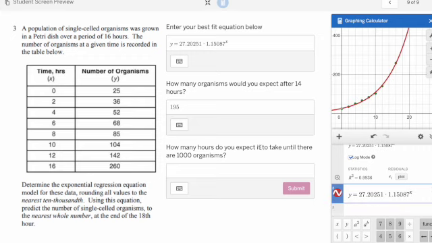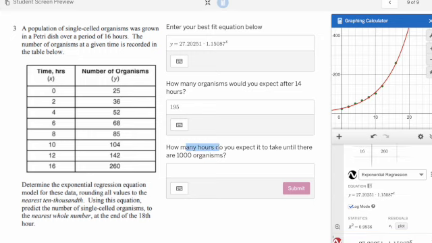The last question is, how many hours do you expect it to take until there are 1,000 organisms? Notice this time we're looking for the number of hours. We're looking for x. We don't know what x is. We don't know how many hours there are. What we know is the number of organisms. That's the y value. Y is the number of organisms. So I want to know when the y value is 1,000, what would the x value be?